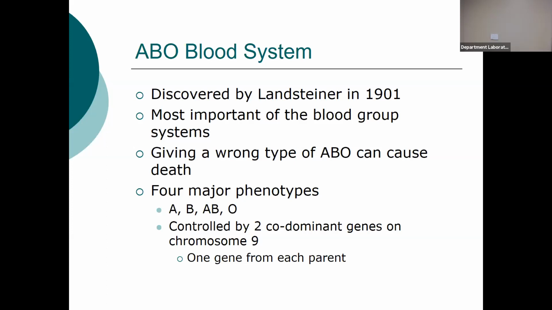Versus A, they can receive A or O. Okay, O is our universal donor. He has no A or B antigens on the red cells, so he can go to any of these guys. However, he can only receive O red cells.